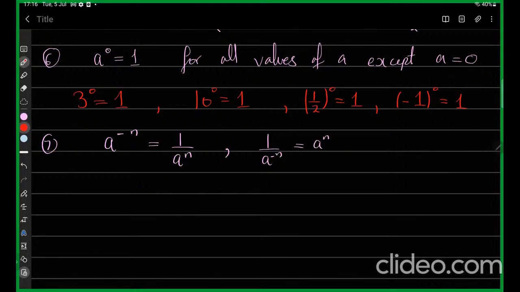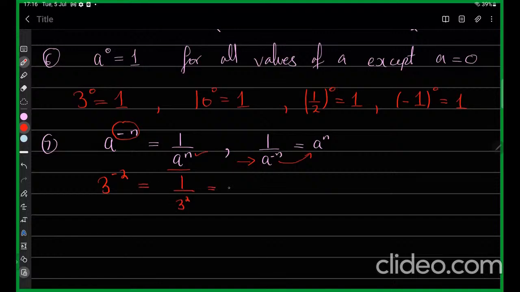What's happening? This rule is about the negative power. If you have negative power for any number, if the number is a numerator, just move that to the denominator and you can write the number with a positive power. If the number with negative power was in the denominator, you can write the number in numerator with positive power. For example, if I have 3 power minus 2, I can write it as 1 by 3 power 2.